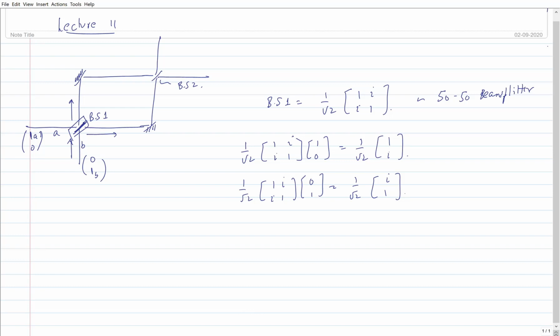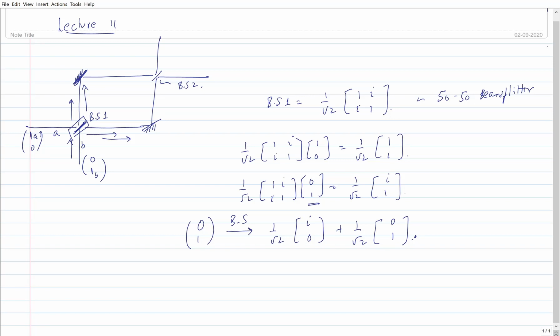So when I start with light in this state, through the action of the beam splitter, I get an equal superposition of something going in the upper port, and also something going in this direction. So that's the action of the first beam splitter. We'll ignore the action of the mirrors.